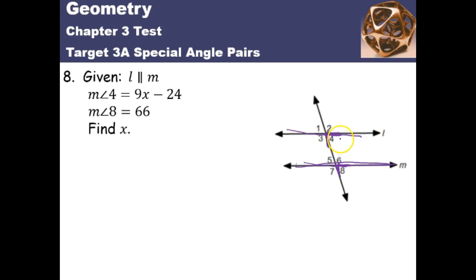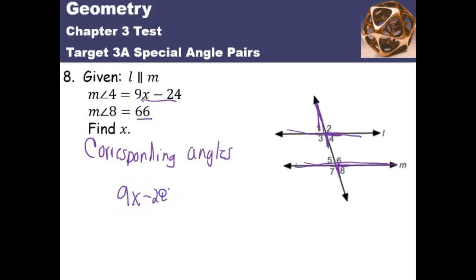Corresponding means in the same place. So 4 is to the right of this line right here, and underneath L. And 8 is also to the right and underneath M. So they're in the same place, so they're corresponding. So these are corresponding angles. And we have a theorem that says if the lines are parallel, then corresponding angles are equal. So to solve this, I'm going to say this is equal to this.